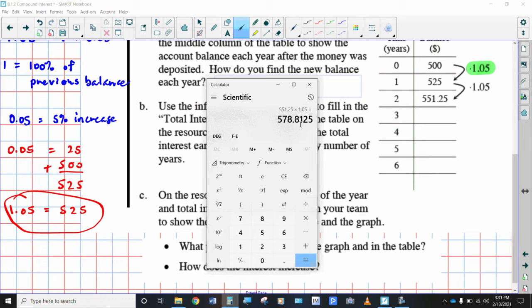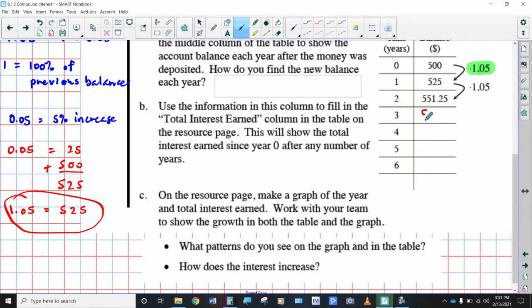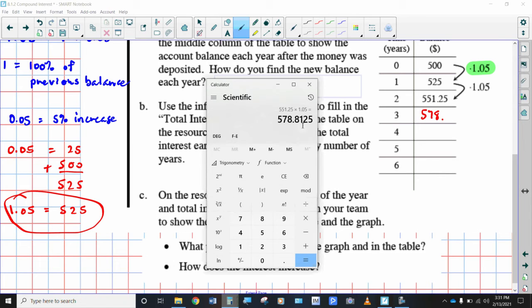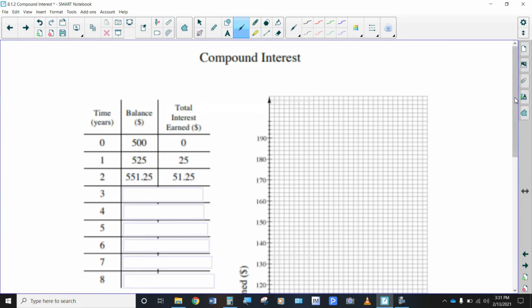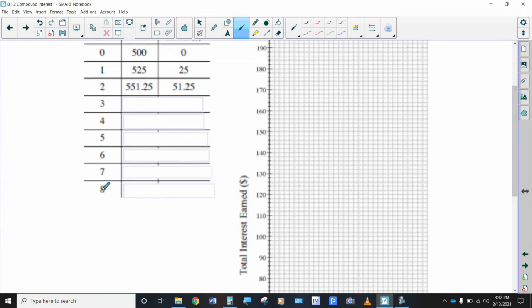Leave that in and multiply it again times 1.05. And now you're going to have to round that to 578.812. So we're going to the nearest penny, 2 decimal places. So that 1 has to stay as it is because this isn't a 5 or greater. It's just a 2, which is lower. So we keep it the same and call that 81. Keep doing this until you complete the table. And the table takes us all the way out to the 8th year.